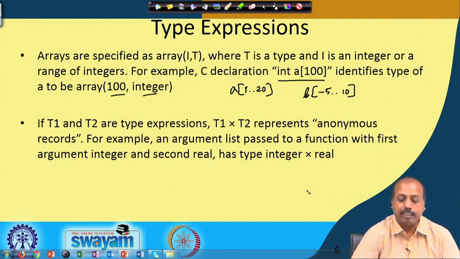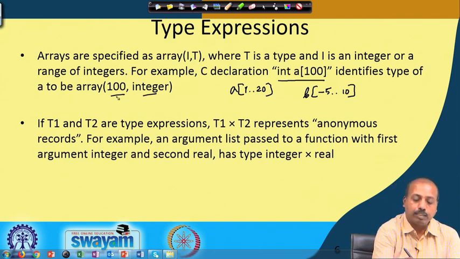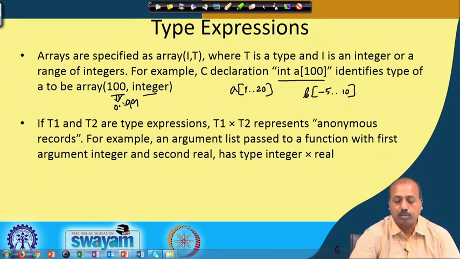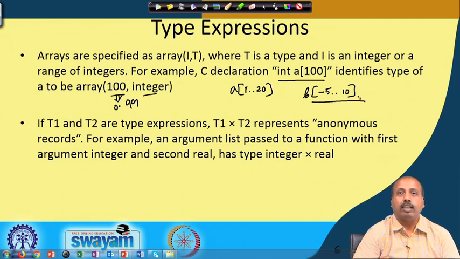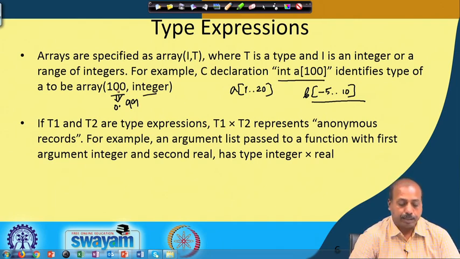In the C case the range is obvious: it is 0 to 99. But in some cases it is not so obvious, so you have to be more explicit, like minus 5 to 10, whereas here the range is implicit in nature. So that is one type constructor, a collection of elements of some already defined type.